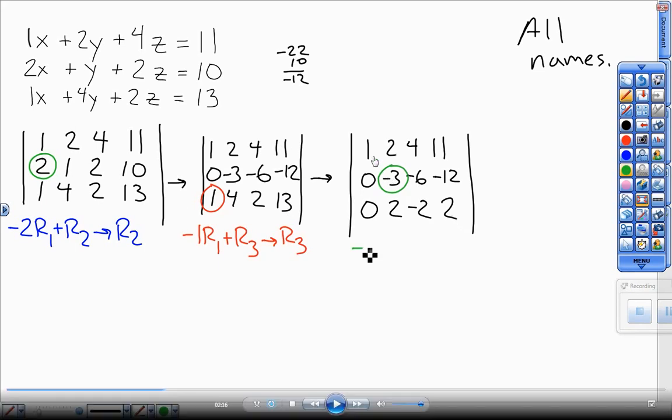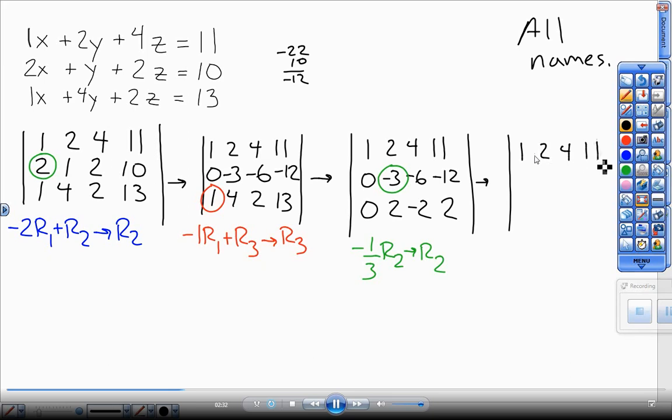Now I'm going to focus on my diagonals before I zero out this 2. Try to make this into a 1. If I divide that by -3, that makes it +1. So I'm going to multiply that whole middle row by -1/3. That's the same as dividing by -3. That divided by -3, divided by -3, divided by -3. Or -1/3 times -3 is going to make that 1.